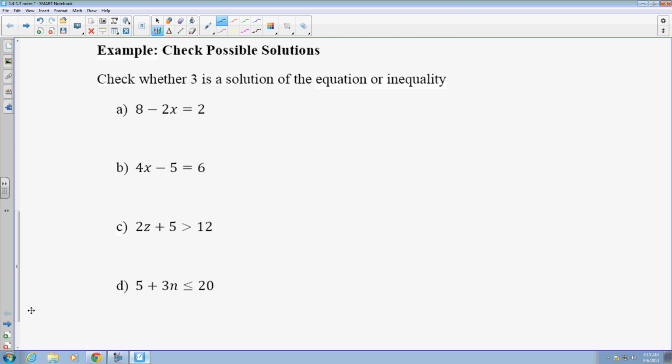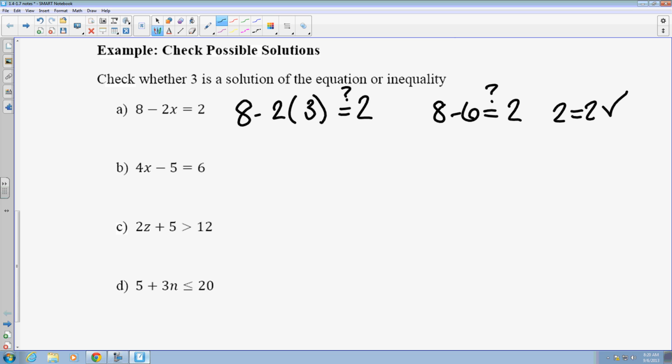Okay, we're going to check possible solutions of an equation or inequality. Now for an equation, if we're going to check a solution, we want both sides to obviously be equal to one another. So if we're checking if 3 is a solution, we're going to put 3 everywhere that we see the variable. So 8 minus 2 times 3. We're checking to see if that is equal to 2. Now that's 2 times 3 is 6. So 8 minus 6, we're still trying to figure out if that's equal to 2, but I know that 8 minus 6 is 2.